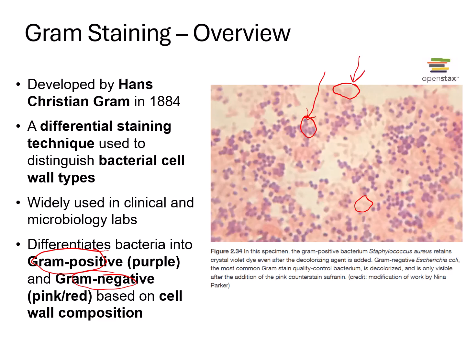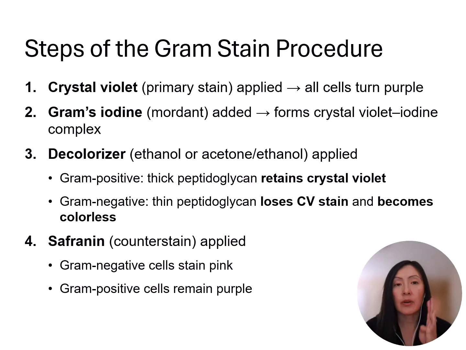So it differentiates bacteria based on their cell wall composition, and this was developed by Hans Christian Gram in the 1800s. There are 4 basic steps to the gram stain, and I'm going to walk you through the 4 steps in the next slide, but essentially they are crystal violet, the primary stain, Gram's iodine, the mordant, decolorizer, which is usually alcohol, and then safranin, which is the counterstain.